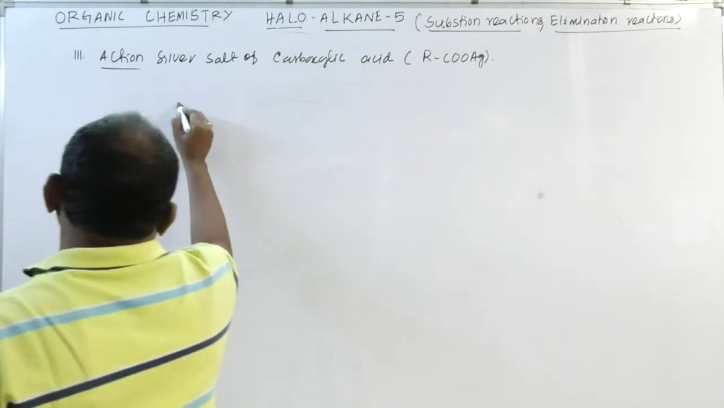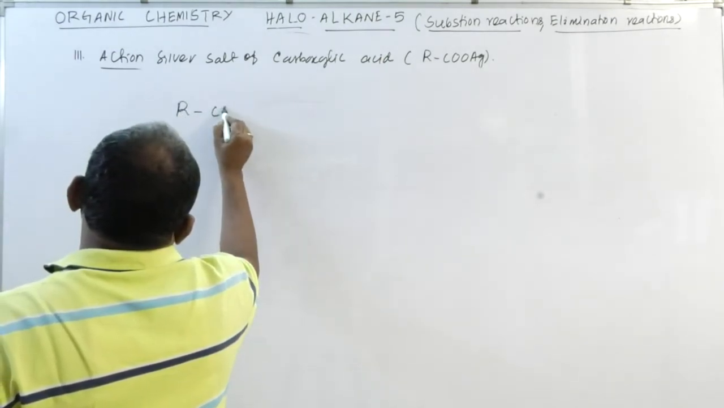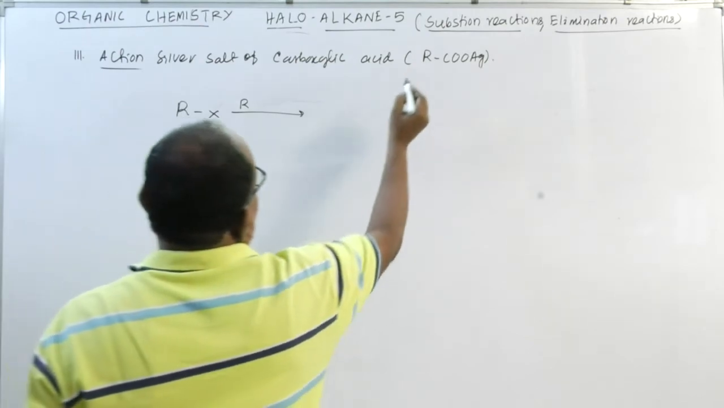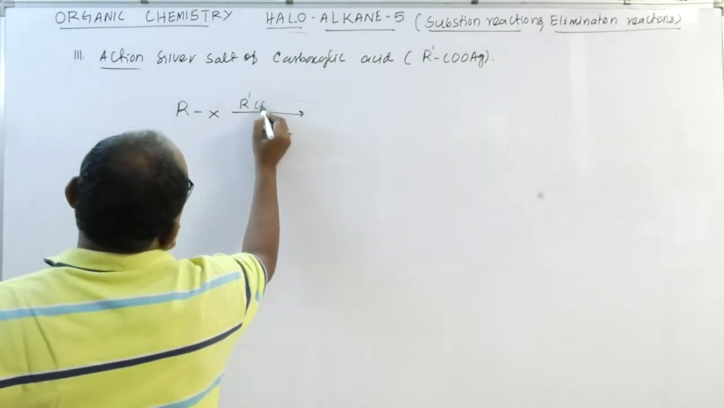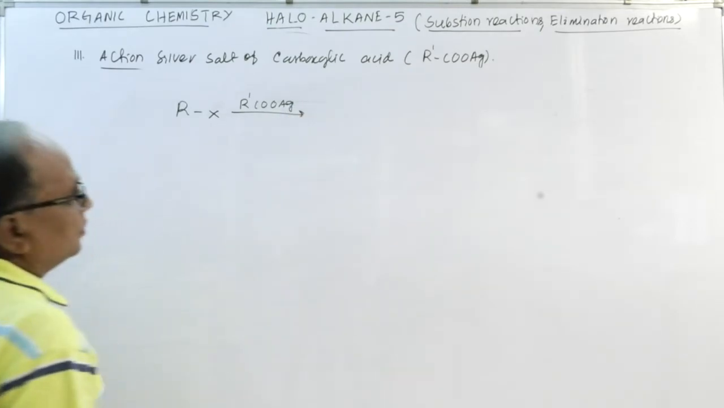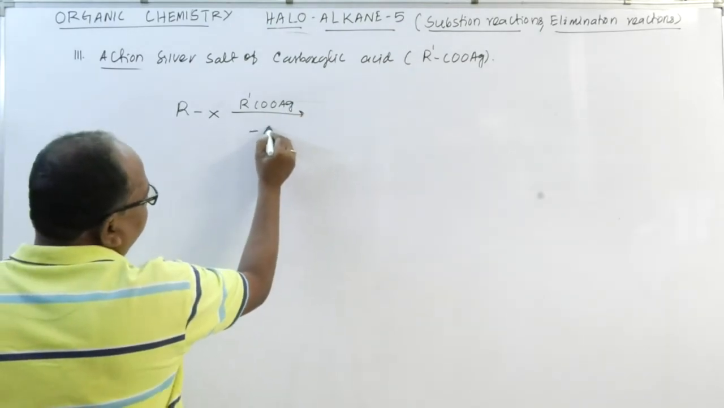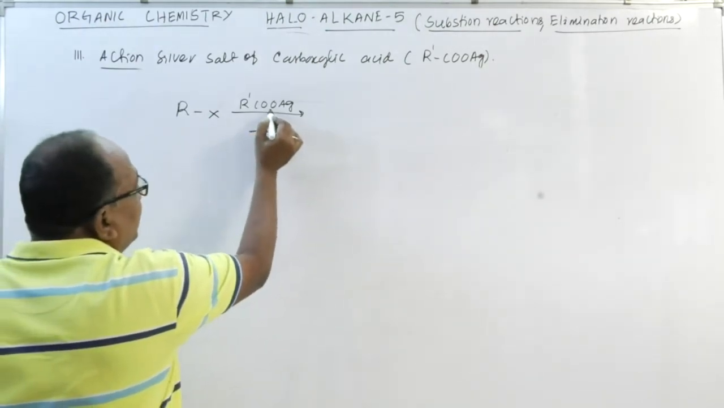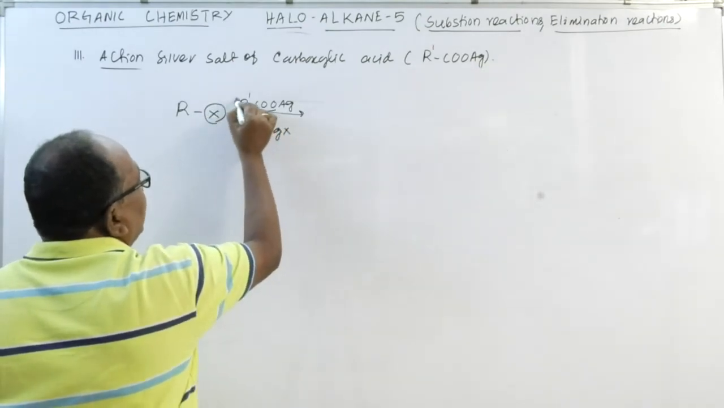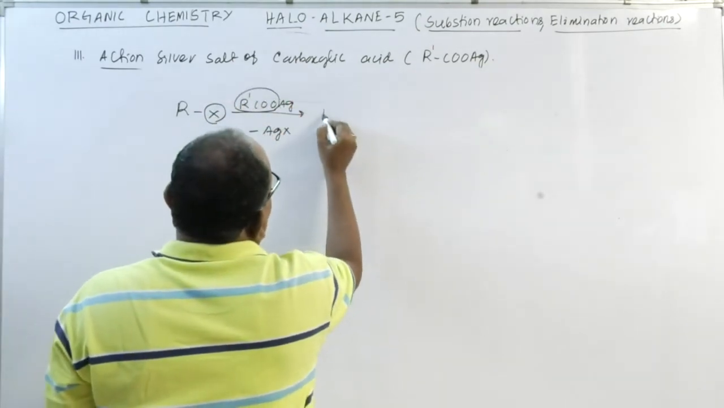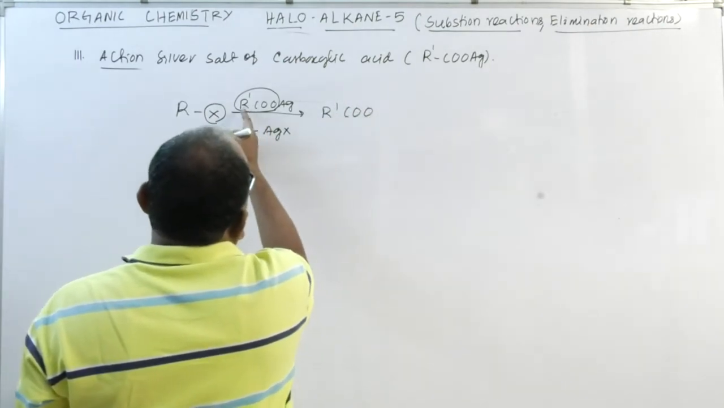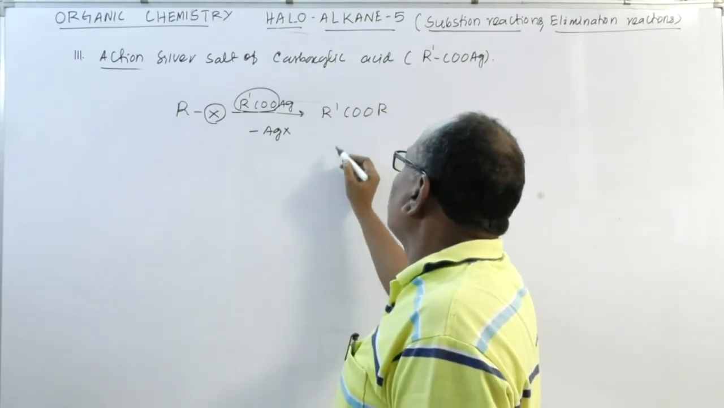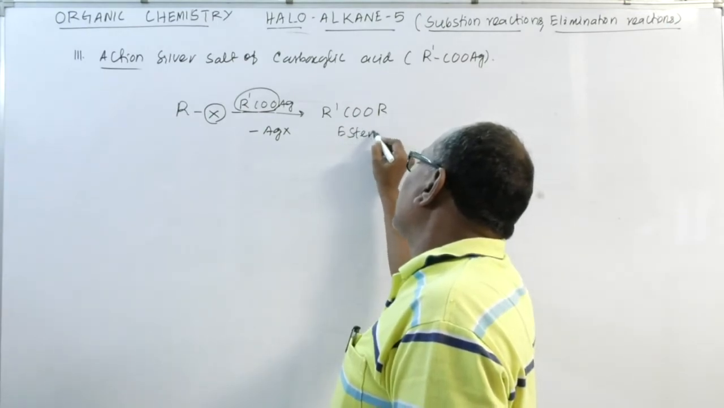So when alkyl halide reacts with silver salt of carboxylic acid, it loses molecular AgX, and this X is substituted by this group, so it becomes RCOOR dash. What is it? This is R dash, because this is bonded to R dash. This is called ester.